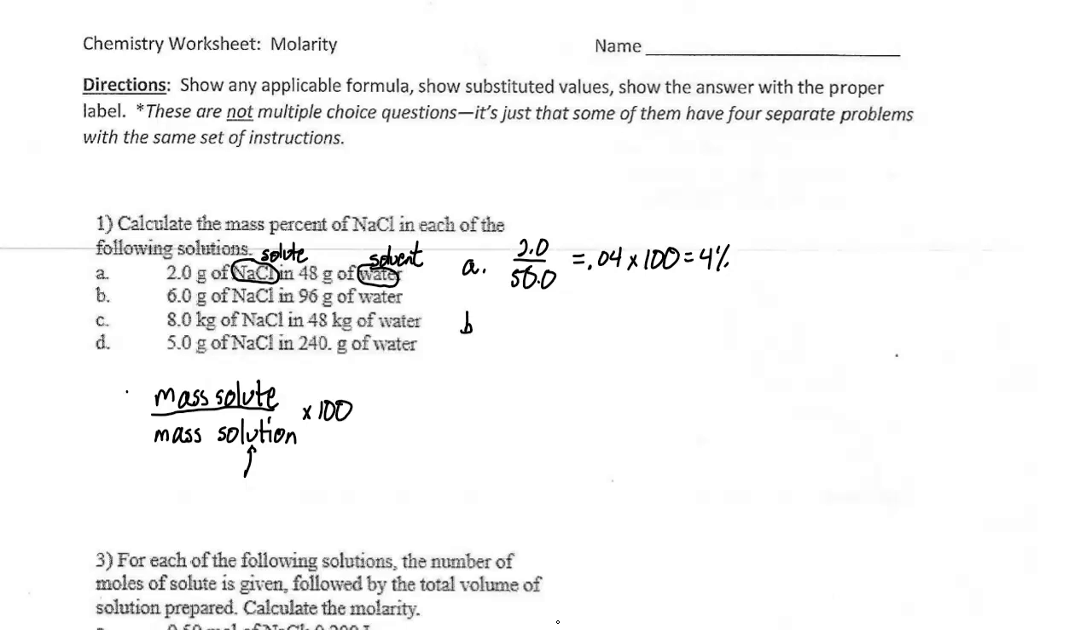All of the questions are done the same way. 6.0 grams of solute divided by 102.0 grams for the solution. This is the decimal 0.058, which is the percent, 5.8%. Question C, 8.0 kilograms of solute and 56 kilograms of solution. On a calculator, 8 divided by 56 is 0.143, and that's 14.3%.